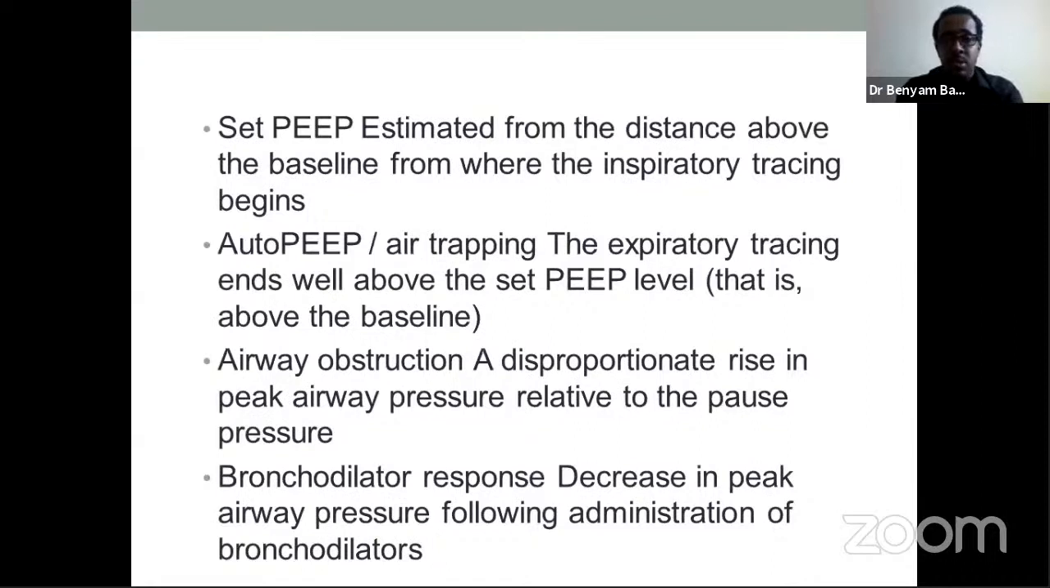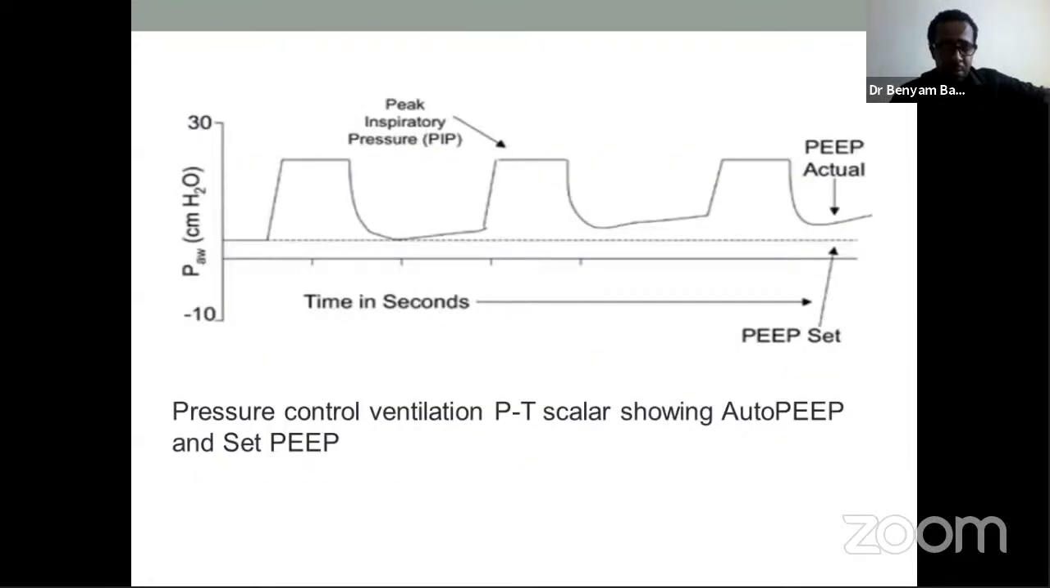And we could also see the response to the bronchodilator. For example, if you had an asthma patient on a mechanical ventilator and he developed an asthma attack, we would give bronchodilators, and we'll see the response on this graph. So we would expect the peak airway pressure to come down near the plateau pressure. So we'll be able to assess the bronchodilator response. So we use the pressure time scalar or waveform.